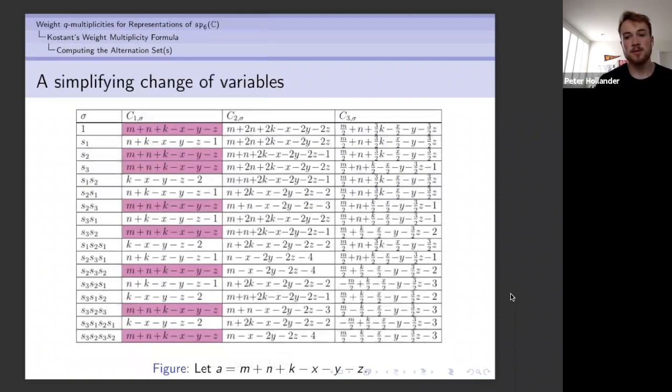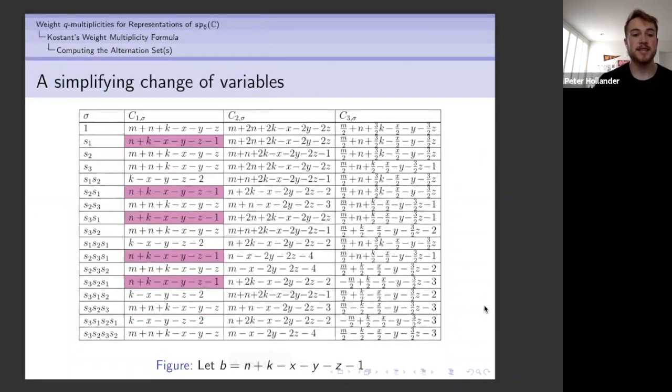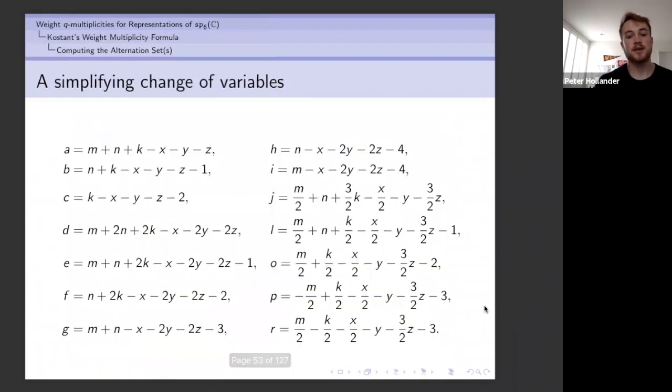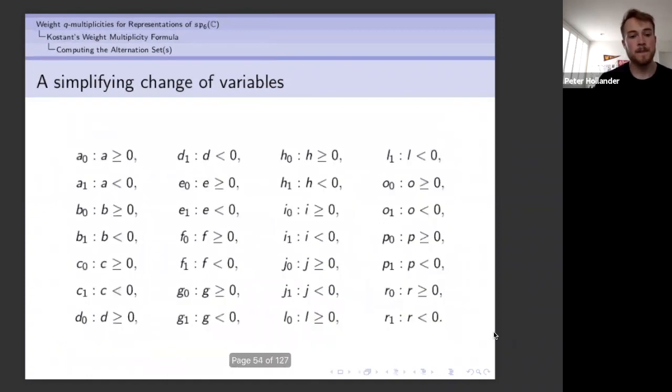And we're going to start by performing a small change of variables. So you'll notice that all of these values highlighted in purple are the exact same. So we're going to let lowercase a equal that value, let lowercase b equal this expression, etc. And these variables a through r, all lowercase, are going to represent these expressions. And if we put a subscript 0 in front of that lowercase letter, then it means that expression evaluates to something greater than or equal to 0. And if we put a subscript 1, then that expression evaluates to something less than 0.